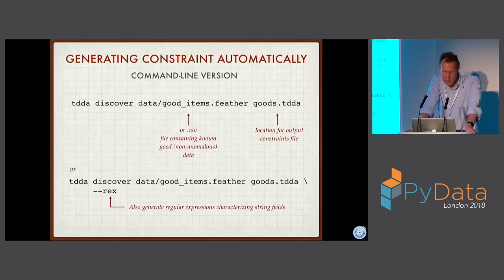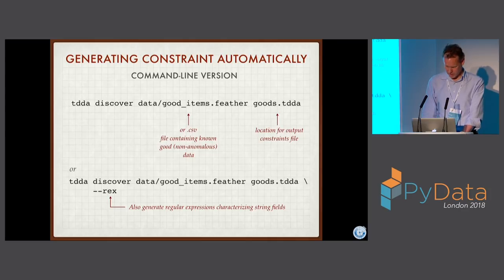So let's now try and actually generate the constraints file automatically. And the way we do that is using this discover command. So if we say tdda discover data/good_items.feather goods.tdda, that will run over the good items, which are exactly all but the 33 that failed when we ran it just now. Goods.tdda then is the location it will write the constraints file to, and we should get a file that's very similar to the one we started with. And I'll talk about the second version of the command afterwards.